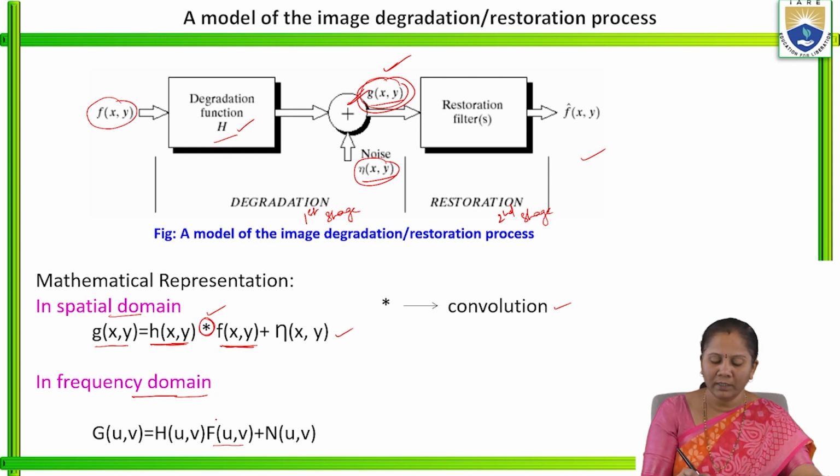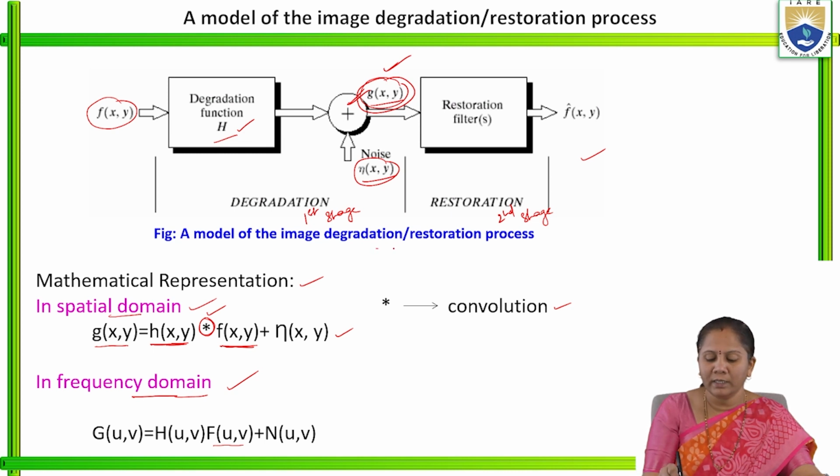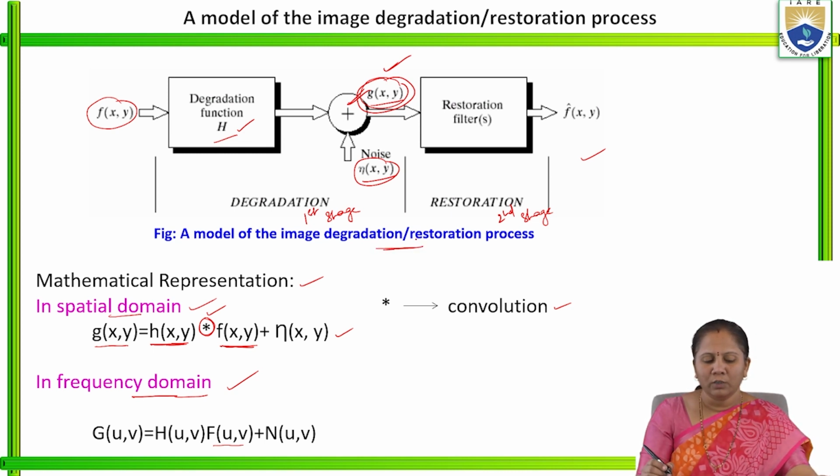If we want to represent that in the frequency domain, the convolution operation changes to multiplication. So here we can observe that instead of convolution, there is multiplication between the degradation function and the input image. This is how we represent it mathematically in the spatial domain and the frequency domain. This is the entire procedure we will follow to perform degradation and restoration on a particular image for image enhancement.